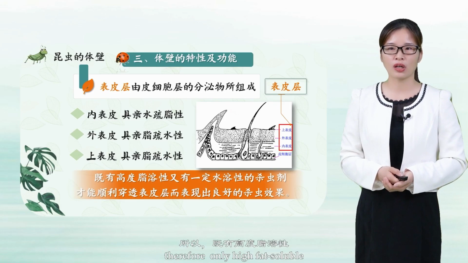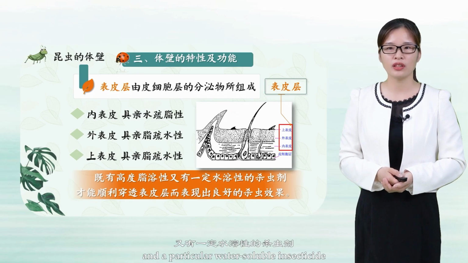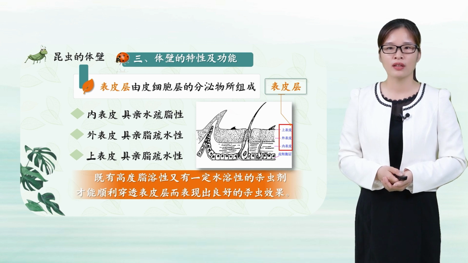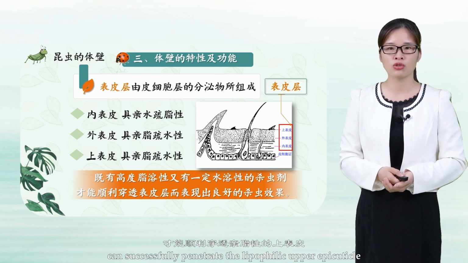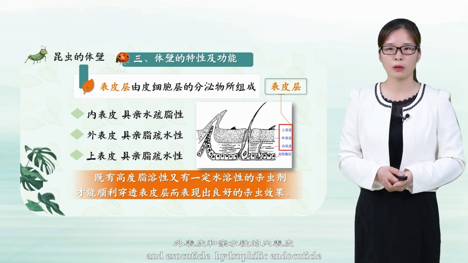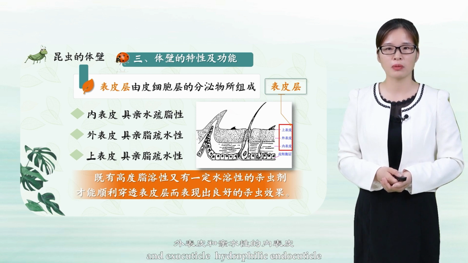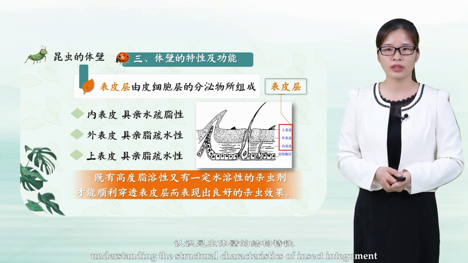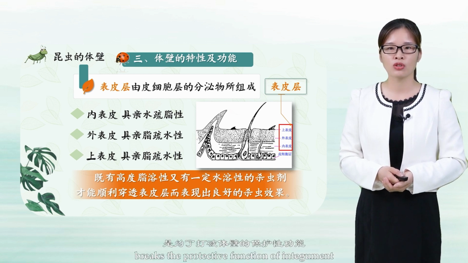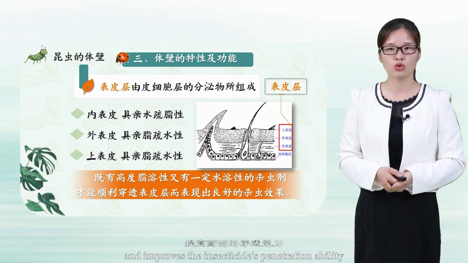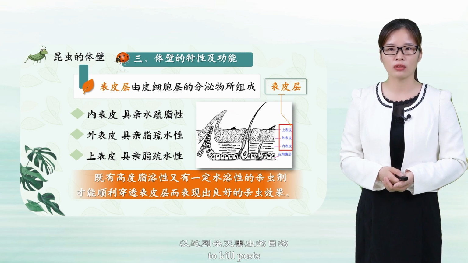Therefore, only highly fat-soluble and a particular water-soluble insecticide can successfully penetrate the lipophilic upper epicuticle and exocuticle, and the hydrophilic endocuticle, to make it work. Understanding the structural characteristics of insect integument breaks the protective function of integument and improves the insecticide's penetration ability to kill pests.